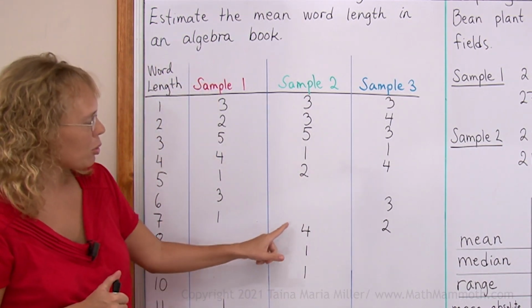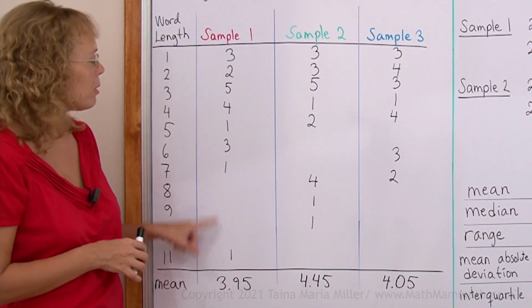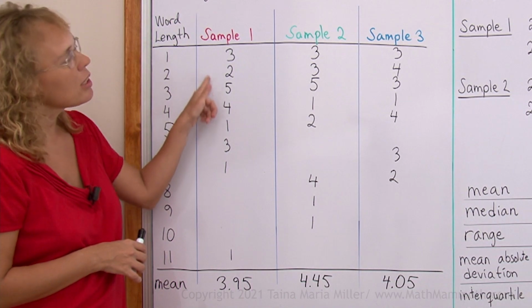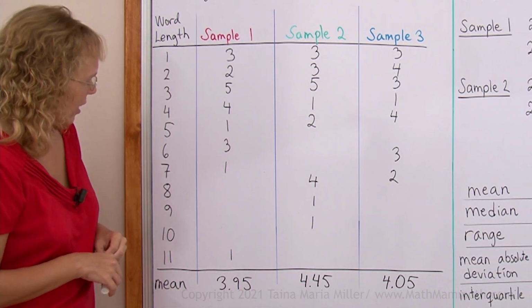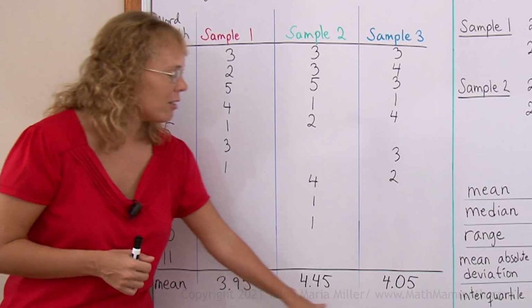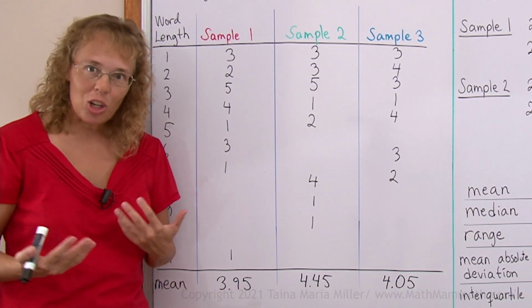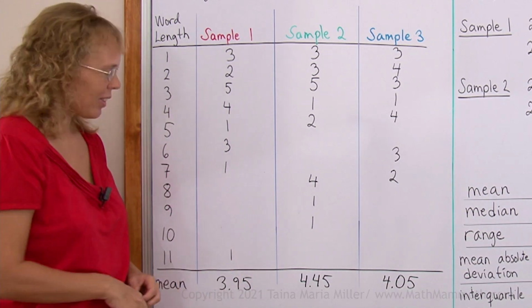So, for example, in sample 2, we had some long words here. And in sample 1, we had 1 very long word, but then most of the words were just medium length, and so on. And then I calculated the mean, or the average, over here for each sample. So, now, what can I conclude from all this data?